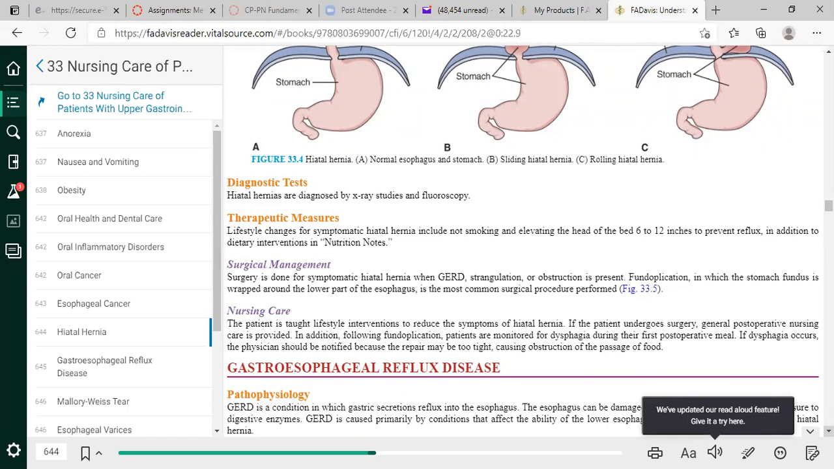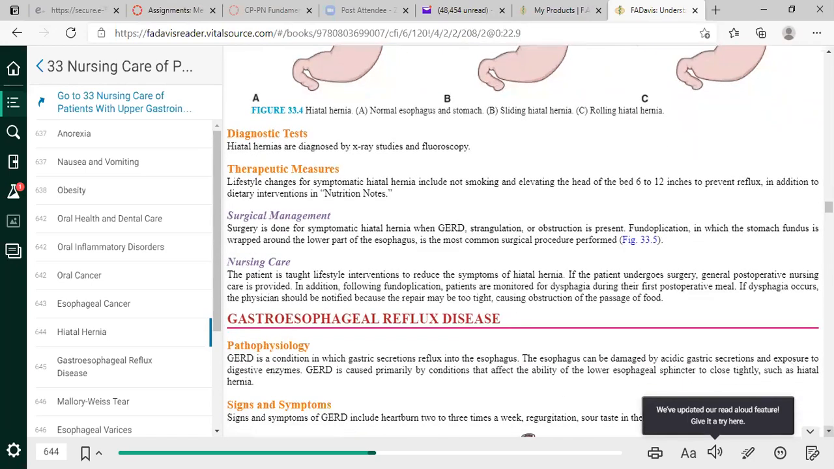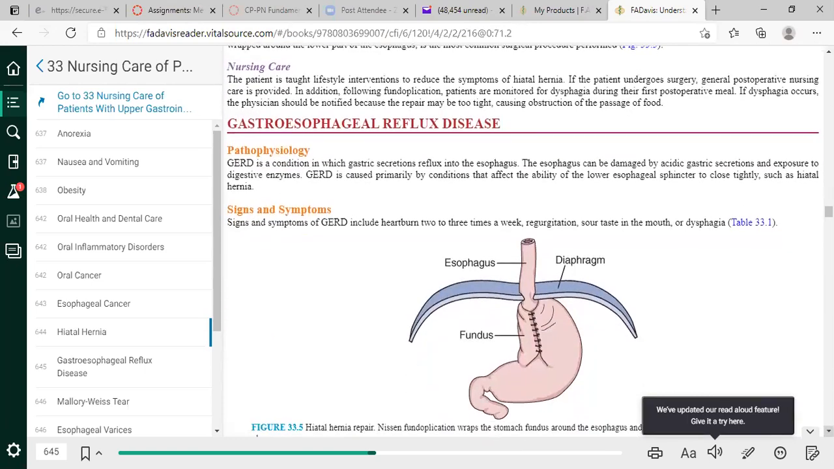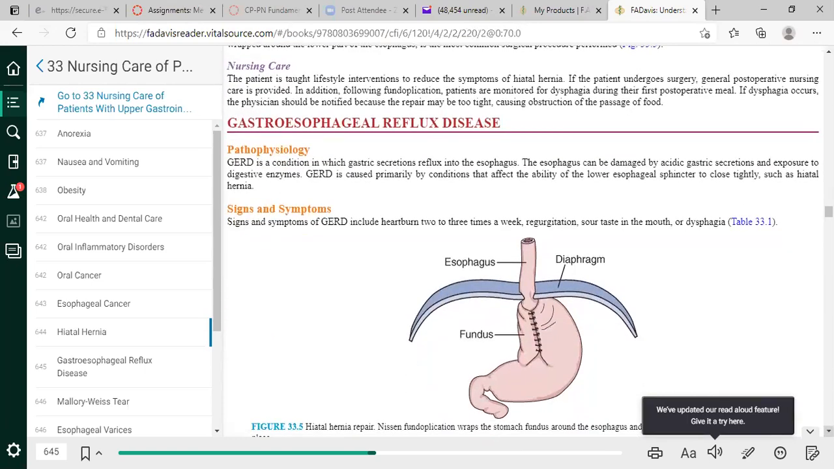Now I was talking about gastroesophageal reflux disease, short for GERD. GERD is the result of the esophageal sphincter not closing tightly. If this is the esophagus, you swallow your food, it passes through your esophagus, and at the bottom of the esophagus, you have the esophageal sphincter.